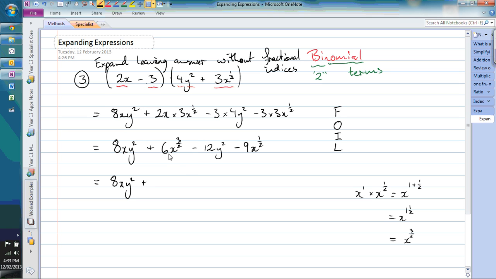So in this case, I can rewrite this here, the x to the 3 on 2, without the fractional index. And remember, the number on the top tells us the power we're raising x to. The number on the bottom tells us what root we're dealing with. So it's a 2 on the bottom, so that's the square root. Similarly, this one here, x to the half, well, that's just the square root of x.